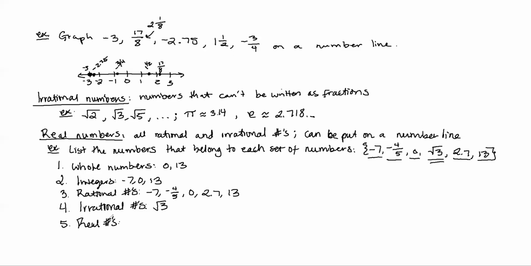And then the real numbers are going to be all of these numbers combined, since we don't have any imaginary numbers here. The way to see if you have an imaginary number is you'll see the letter i next to the number, which you shouldn't see in this class at all. So the real numbers are going to be all of these. All right.